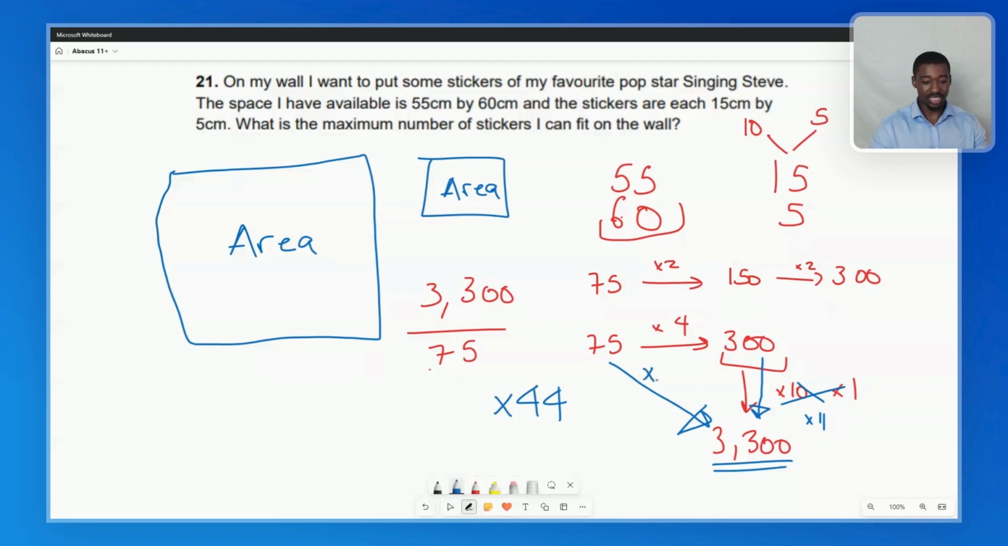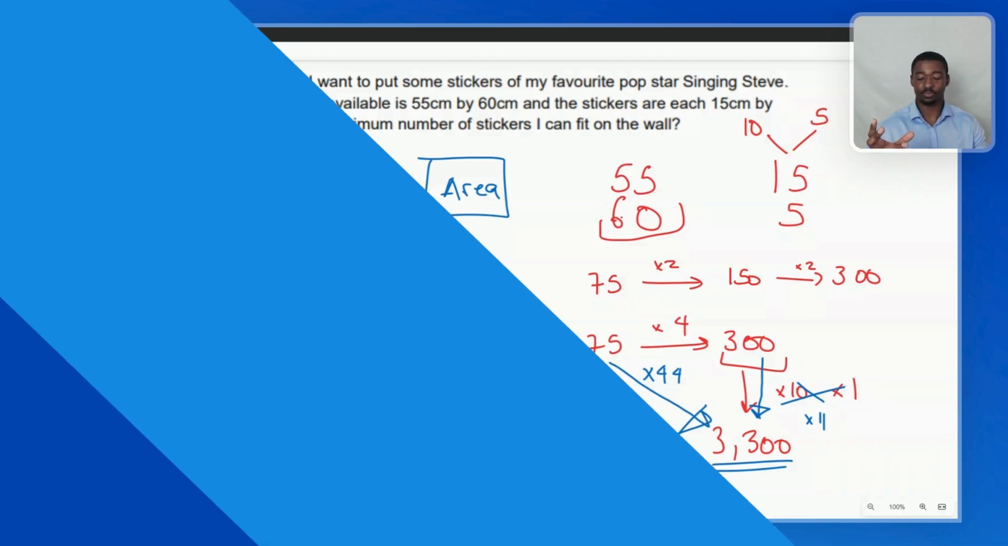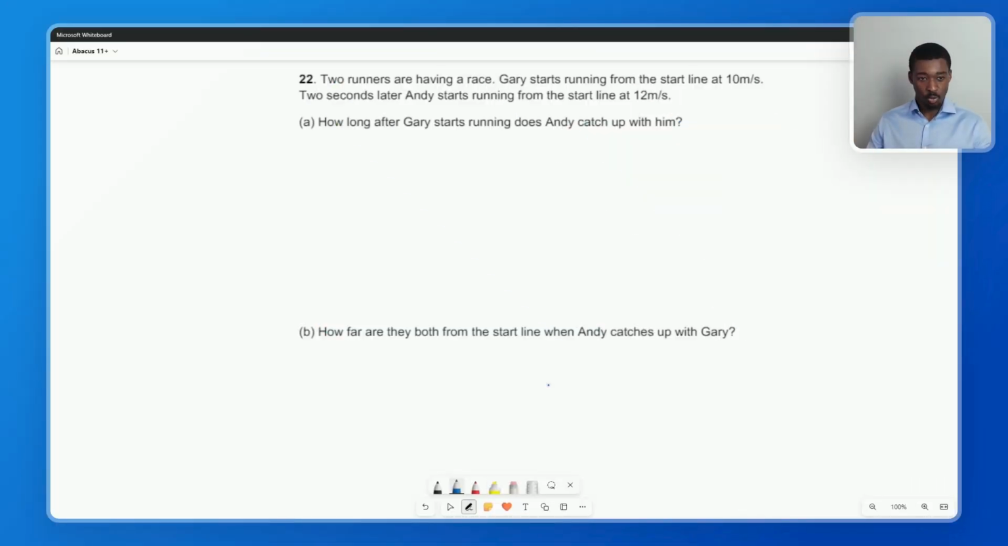So 75 goes into 3,300 44 times. And that is a way to use mental maths to answer high-level questions efficiently and quickly. The answer is the maximum number is 44 stickers. And that can be the difference between getting the answer correct and finishing the paper versus running out of time. The mental maths. Okay, so here for this next question, we're told there are two runners having a race.